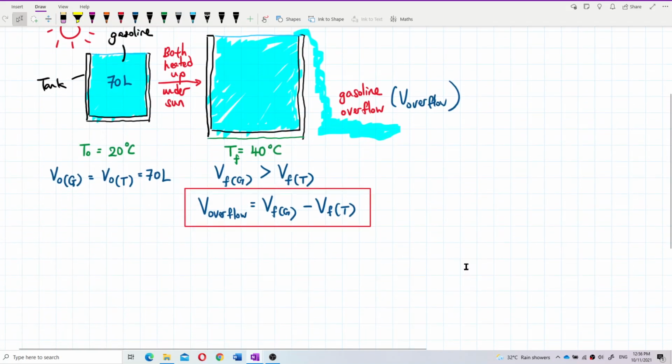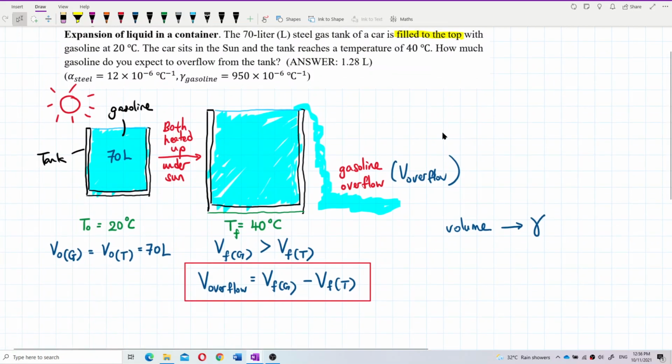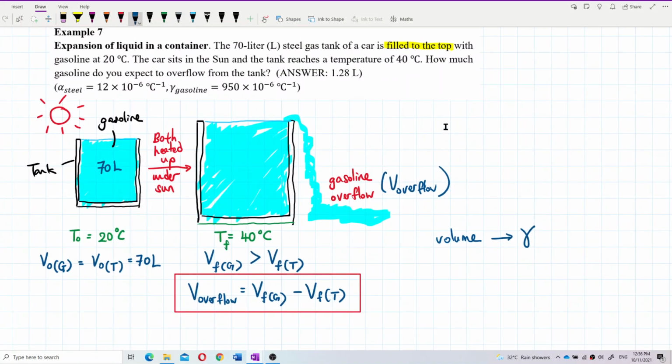So what do we do now? For volume, we are going to use gamma. We are talking about volume, so we must use gamma. But the thing is, for the steel, he gives us alpha, and for gasoline, he gives us gamma. So for the gasoline, you can use the gamma, but for the steel, you must change the alpha into gamma.